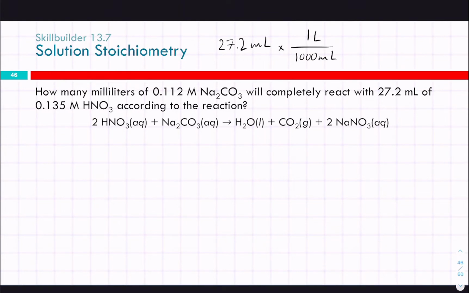Oh, I actually didn't do it. Okay. So one of the key things about these problems is that we need to work in units of liters and not in units of milliliters, because molarity, which is capital M, is moles per liter. So for the units to work out correctly, we need to do this conversion.